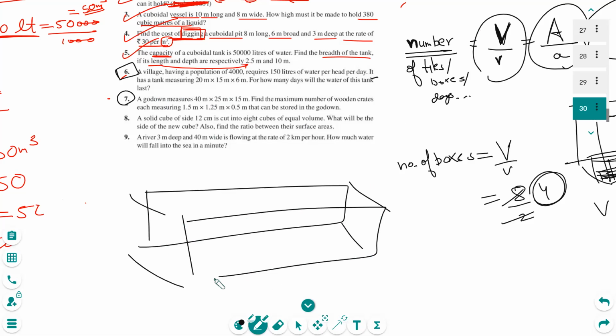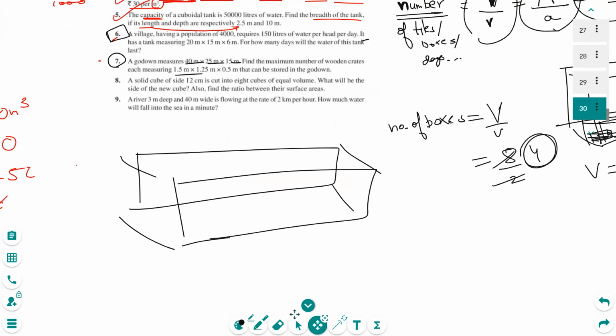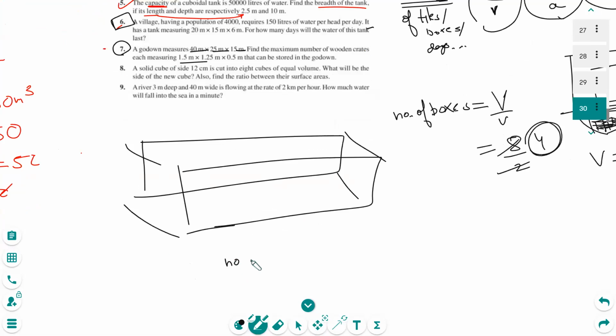It is cuboidal, given by length, breadth, and height. Find the maximum number of wooden crates, each measuring this, that can be stored in the godown. So it's very easy. I know how to find it. For the number of crates, I will do bigger volume by smaller volume. Now whose volume will be bigger, the godown's or the crate's?